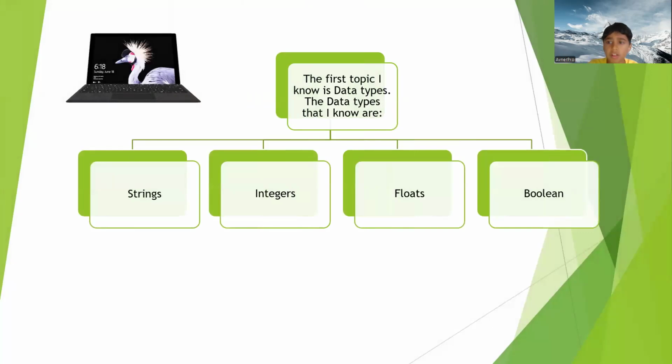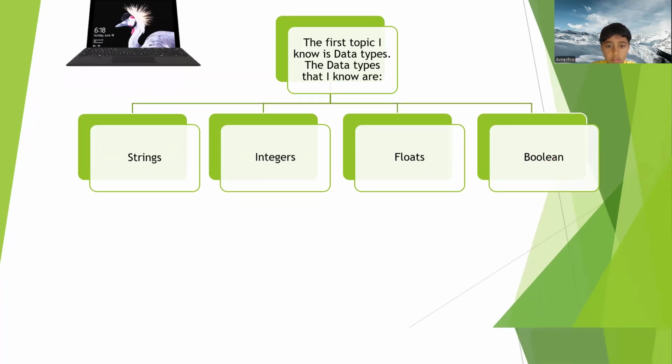So the first topic I know is data types. The data types that I know are strings. Okay, wait, let's use my laser pointer here. Strings is the first one, then integers, then floats, then boolean. So you know what strings are? They use double quotes, for example, print A. For integers, they're minus infinity to plus infinity. For floats, decimal numbers like 4.5, 6.0, or 6.45. And booleans are True or False. For True, capital T. For False, capital F. Let's go on to our next.